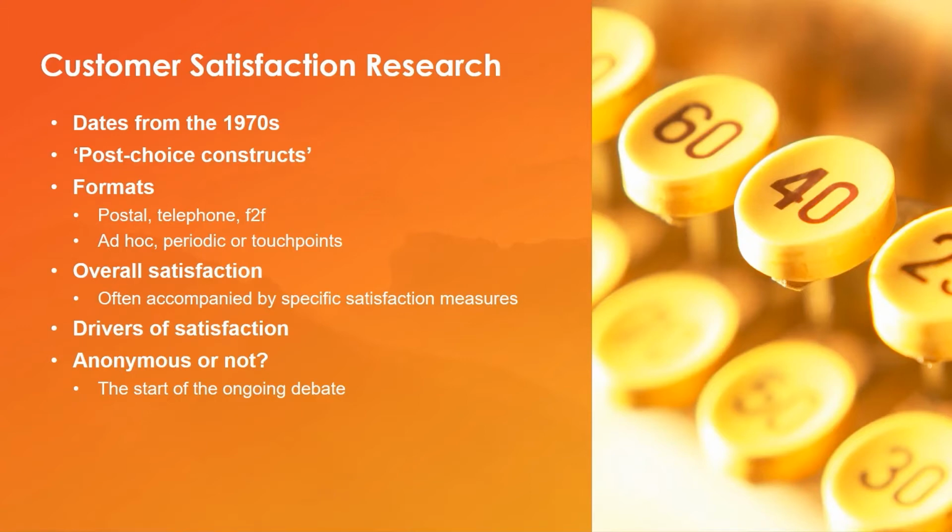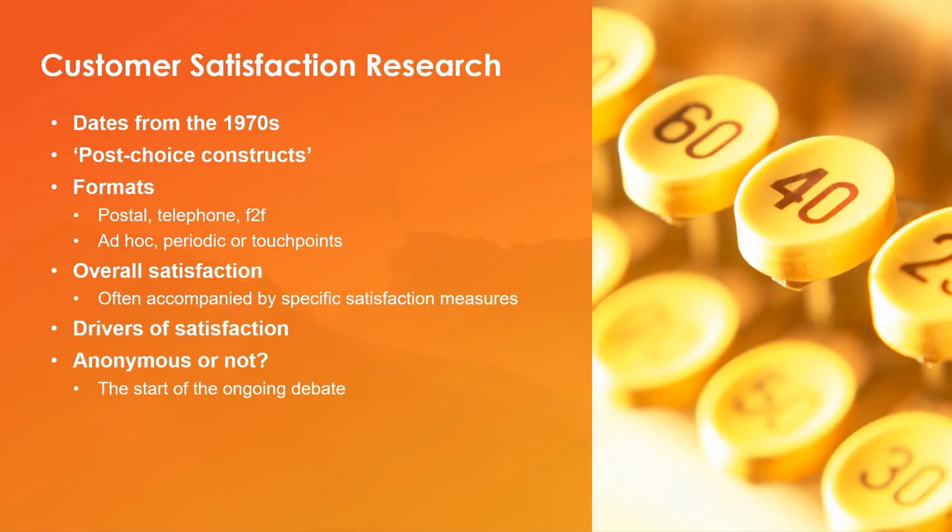How did we collect that data back in the 70s? We collected it with postal surveys. We would post off information, telephone surveys. We would use face-to-face. If you went to a hotel, they would leave the card in the room. If you went to a restaurant, they might hand you a card to fill in. We did those ad hoc, so we might do an occasional study to see what sort of level of customer satisfaction we had. We might do them periodically, every 3 months, 6 months, a year, or touch points.